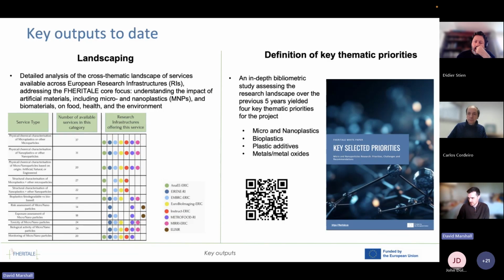And you can see from this quite busy schematic that there are a number of research infrastructures offering services across the services on the left-hand column. And if you want to see this in more detail, and indeed a slightly bigger version, you can go to the FHERITALE website and look under our outputs where you'll be able to find this.